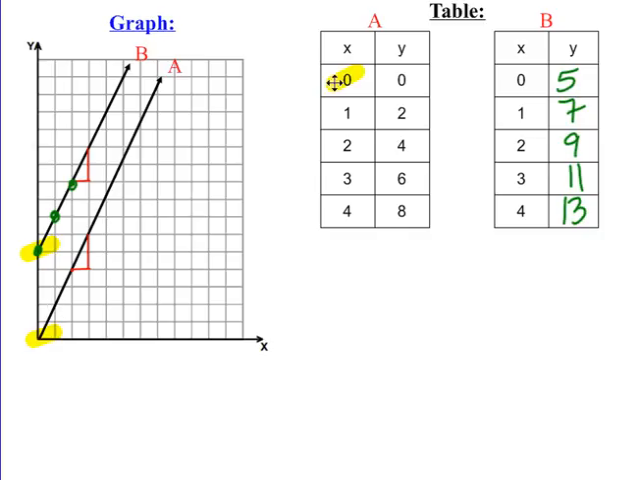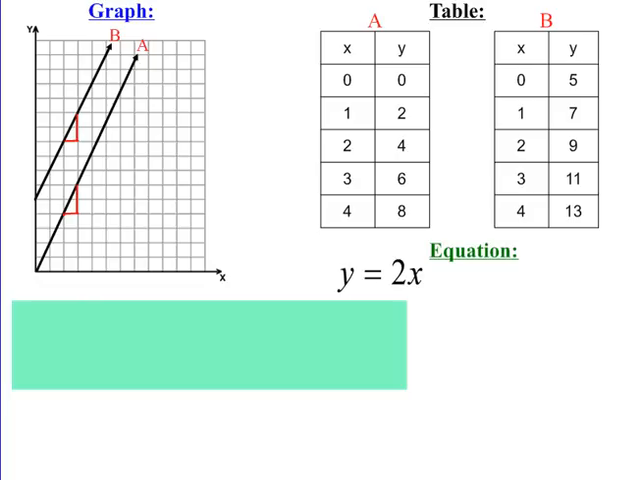Look for where x equals 0. If the y is 0, then it's proportional. If it's not, then it's not proportional. So we just look for those numbers in our table so we can find if something is proportional or not proportional. Now let's take the next step and talk about an equation.